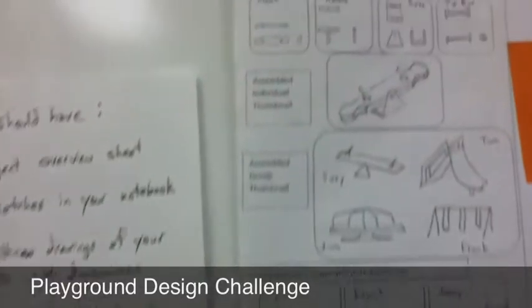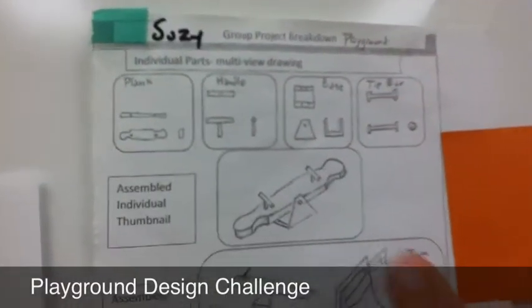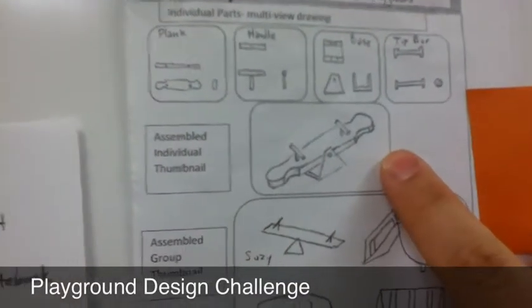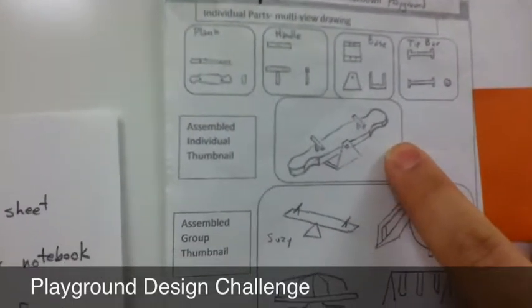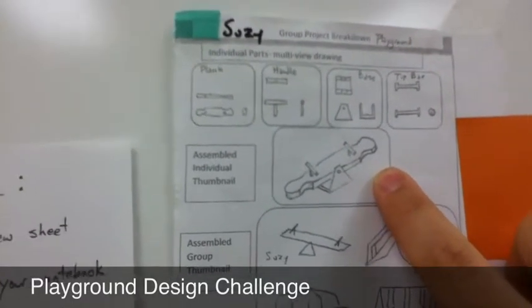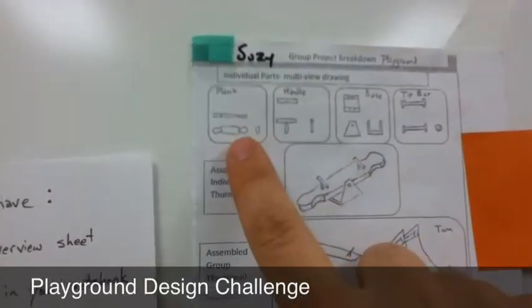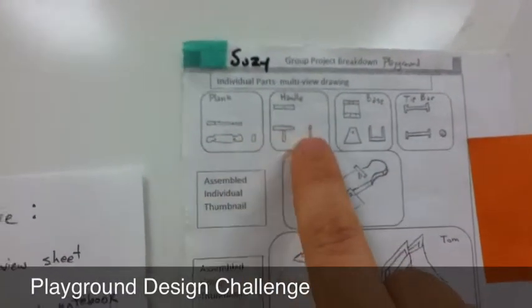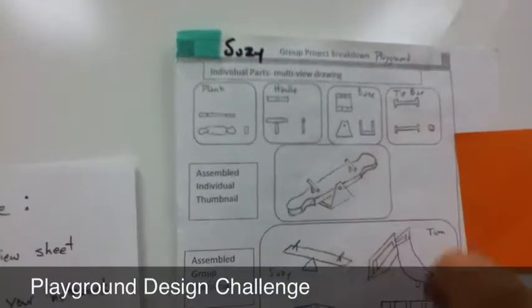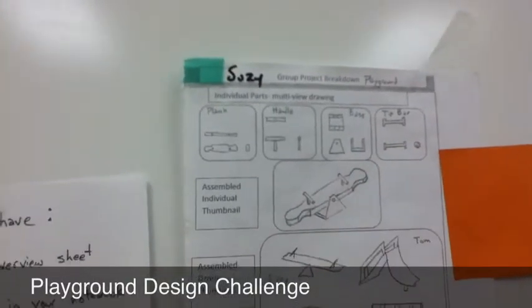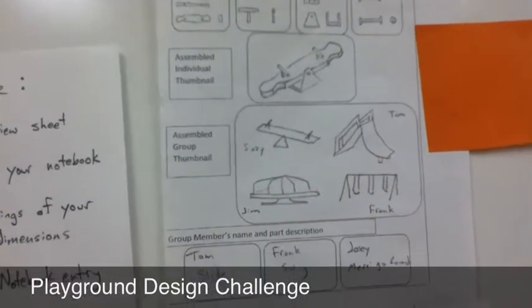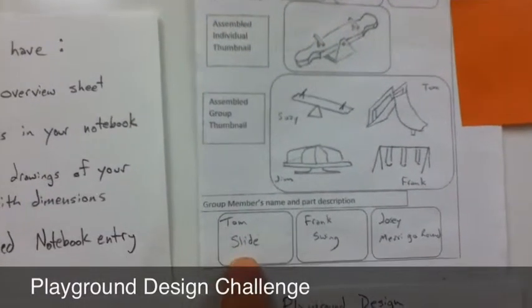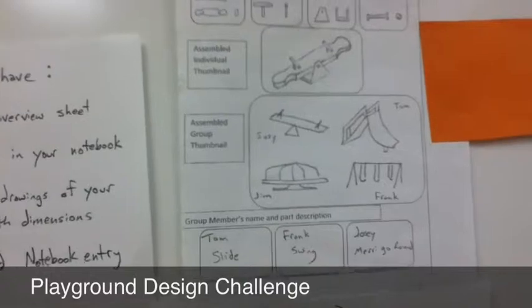So for the group planning sheet up here, you can see I started off, and I probably start with the assembled thumbnail. So this is a teeter-totter idea that we're going to go ahead and use. And for that teeter-totter, I'd have 4 parts: the plank, the handle, the base, and the tip bar. I went ahead and named those. For my group, other group members are going to make a couple different objects. And then I might name down here what my group members' names are and what they're going to be making.